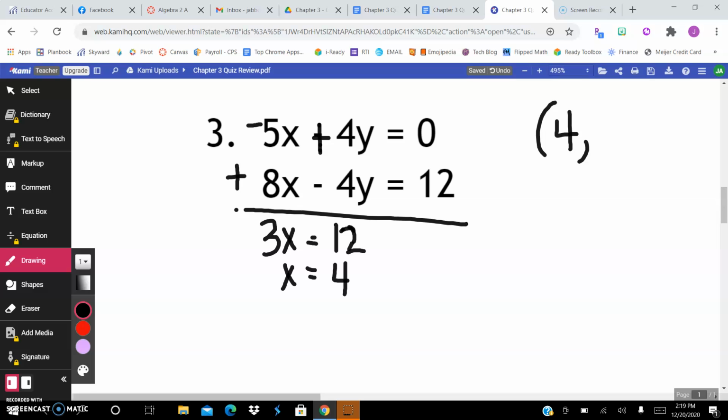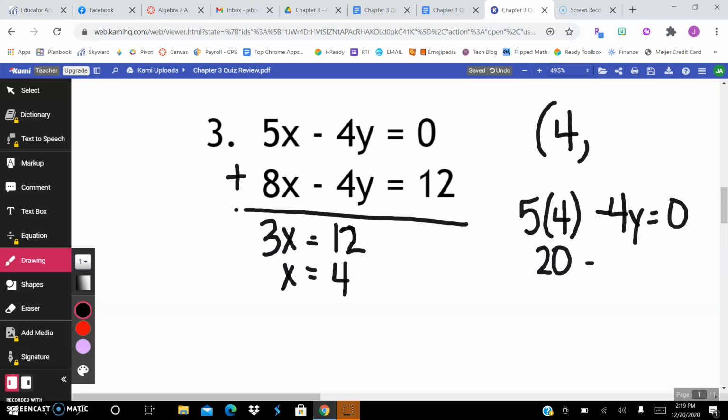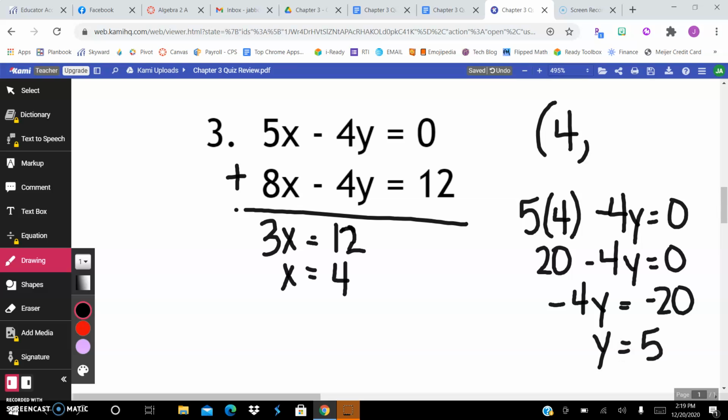Now I'm going to plug that back into one of the original equations. So I'm going to get rid of the changes that I made here, and I'm going to plug x into the top one for the x. So 5 times 4 is 20. Then I'm going to subtract 20 from both sides. So I'm going to have negative 4y equals negative 20. And then I'm going to divide both sides by negative 4. Negative 20 divided by negative 4 would be a positive 5. So our ordered pair where these two lines cross is (4, 5).